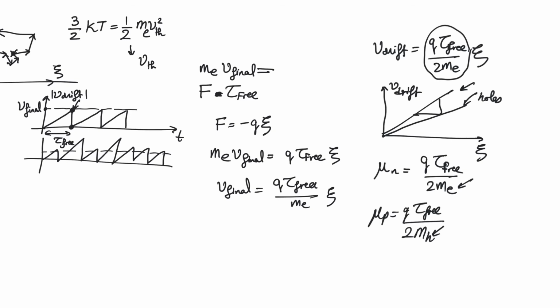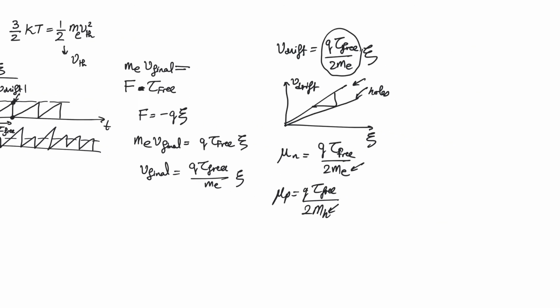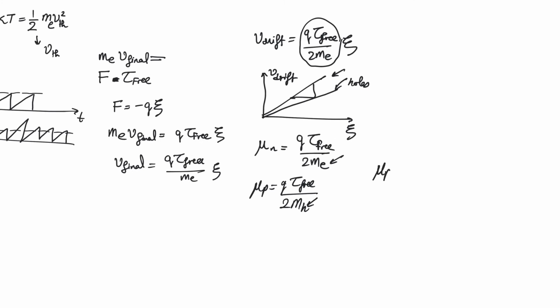The effective mass for holes is larger than the effective mass for electrons, and therefore we can always assume that mu p is smaller than mu n. The mobility of holes is smaller than the mobility of electrons, because holes are actually electrons in the valence band which are trying to move, and the valence band is really crowded. The motion for them is a lot more difficult.